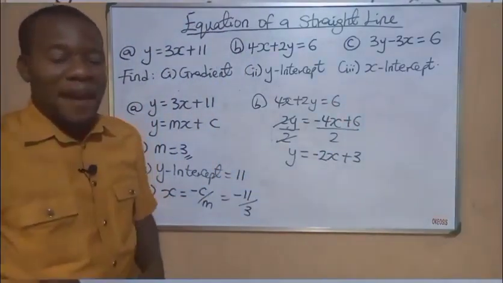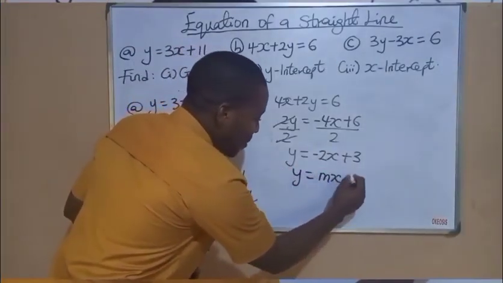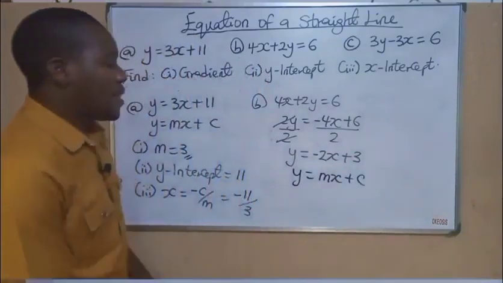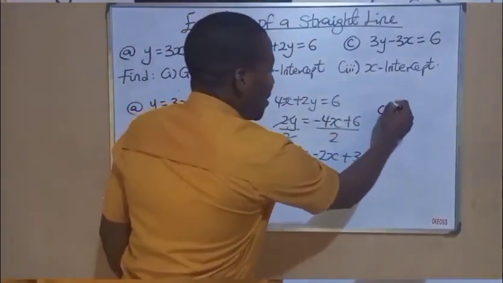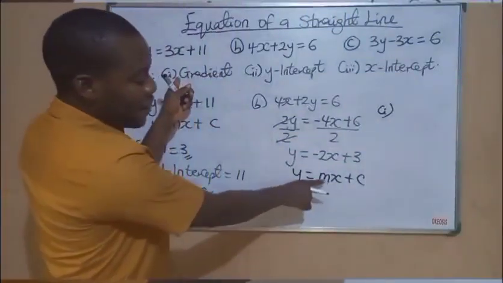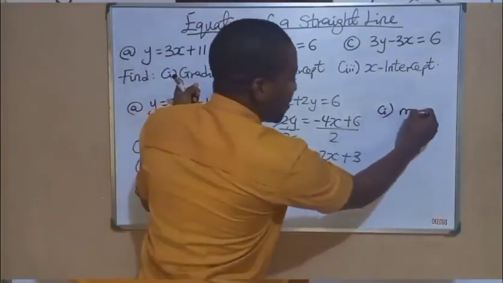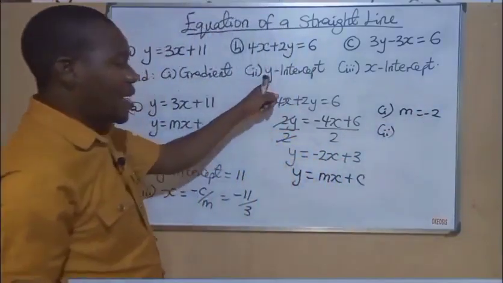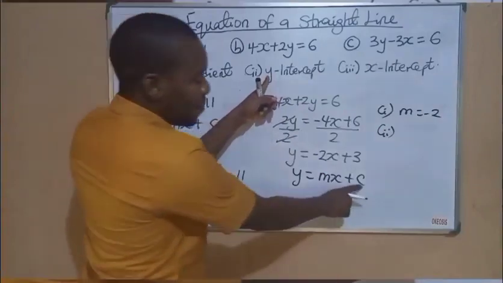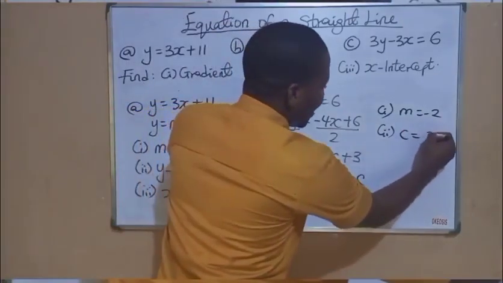I can now compare with the general formula y equal to mx plus c. So when we make that comparison, then question I, I'll start from there. Question I, we are looking for the gradient. So the gradient is the coefficient of x, which is minus 2. So m is equal to minus 2. Now we go to the second question. We are looking for the y-intercept, and that is c. So by comparison, c is 3. So our y-intercept is 3.